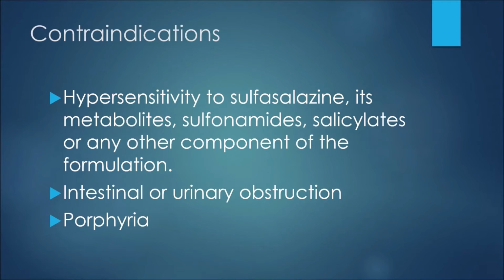With respect to contraindications or reasons we would not be able to prescribe sulfasalazine, well, first off, we wouldn't give this medication to a patient who had a hypersensitivity to sulfasalazine, its metabolites, sulfonamides, salicylates, or to any other component of the formulation. If a patient had intestinal or urinary obstruction, they would also not use sulfasalazine. And lastly, it would be contraindicated in patients who have porphyria.